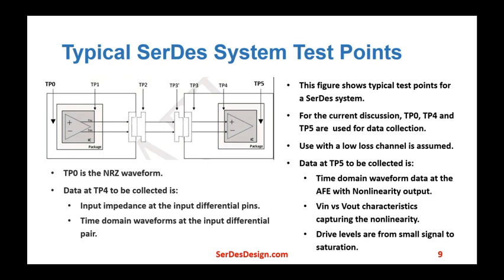The data collected at TP4 is the input impedance of the input differential pins and the time domain waveforms at the input differential pair. The data collected at TP5 is the time domain waveform data at the AFE with nonlinearity output, the VIN versus VOUT characteristics capturing the nonlinearity, and drive levels are from small signal to saturation.